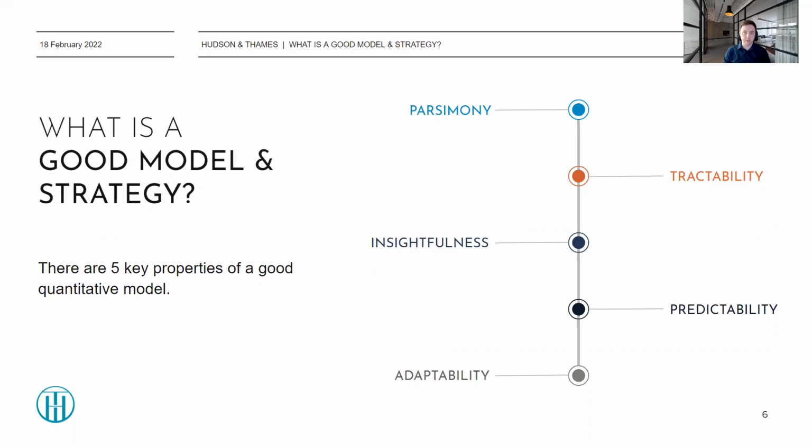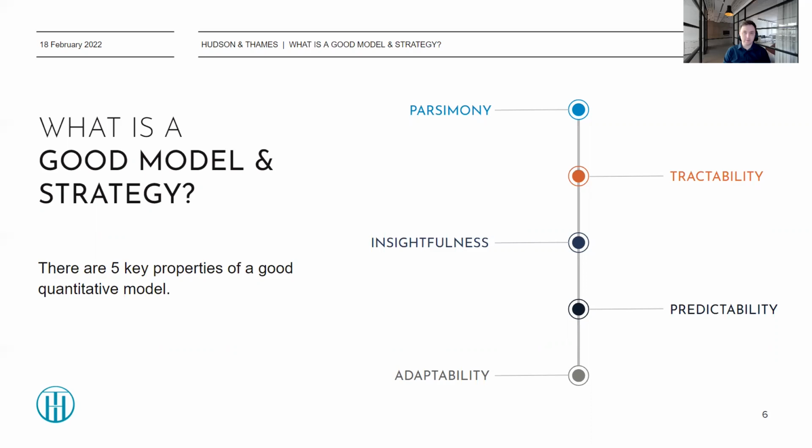Starting with parsimony. So parsimony means having as few assumptions as possible in your model. Having too many assumptions could lead to, for example, overfitting your model. Next, tractability. Your model should have a good, clear description so that it's very easy to understand and follow. Insightfulness. So here, your model should align with market dynamics, investor behavior, and investment theory. The empirical analysis, as well as the hypothesis, should be mutually reinforcing of one another.